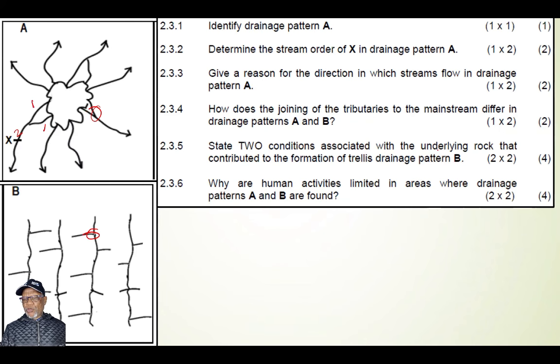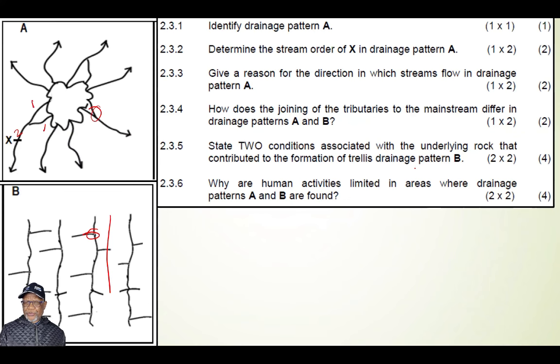State two conditions associated with the underlying rock that contribute to the formation of trellis pattern. So number one, it is soft and hard rock, alternating soft and hard rock. That is the first one. And the second one, it is where you have inclined strata.